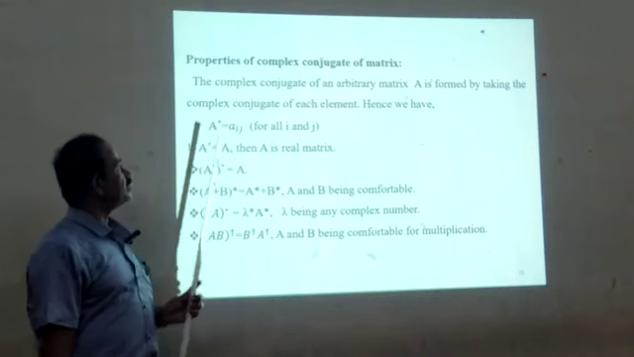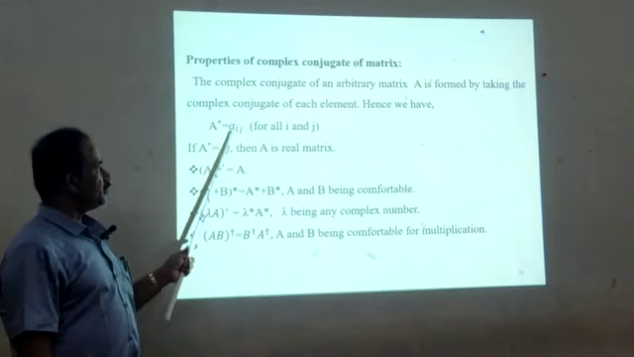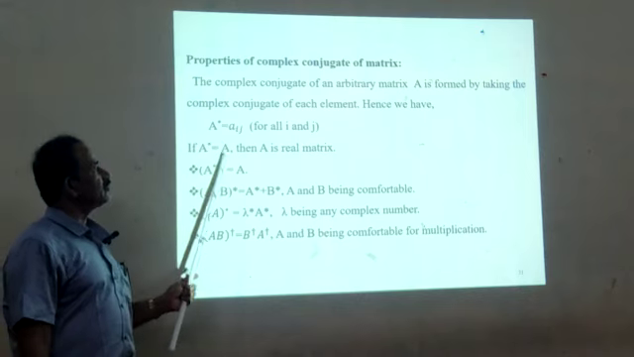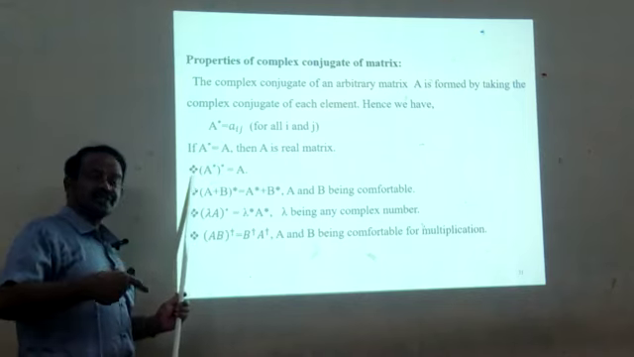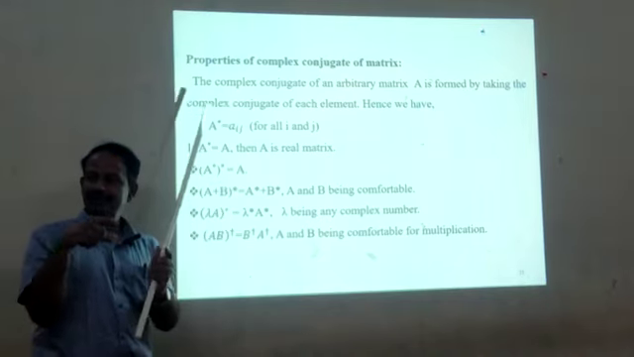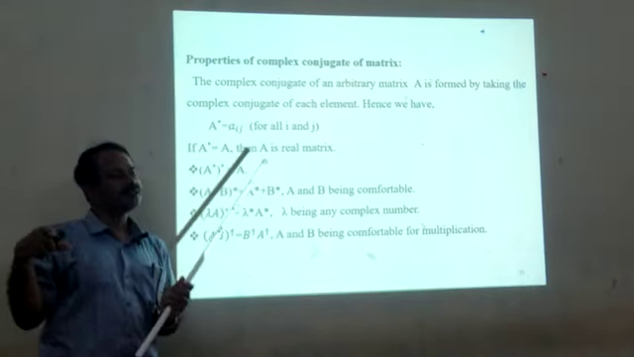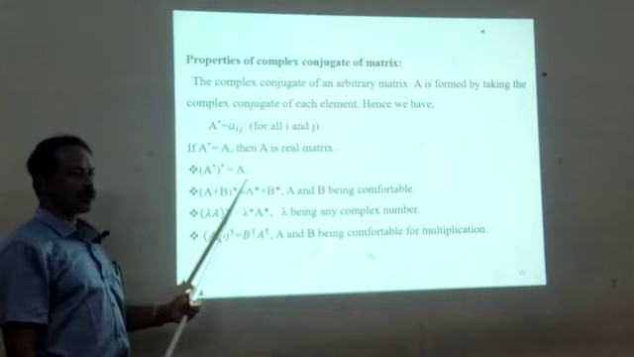Properties of the complex conjugate of a matrix. Of course, you are going to take the complex conjugate for any matrix. So A star equal to A means that it is a real matrix. If you take the complex conjugate again, it will be the same number. For example, minus i: take the complex conjugate, plus i; take the complex conjugate again, minus i. So you will have the same thing.